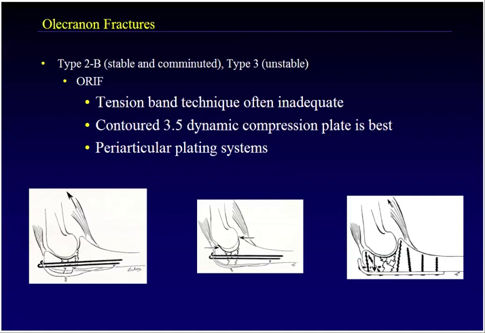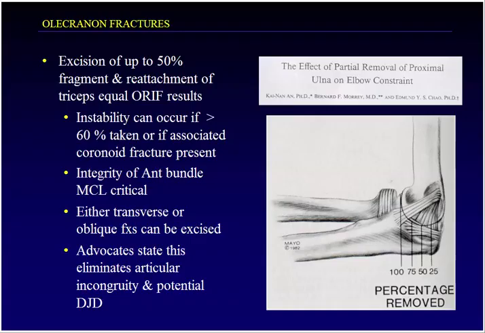What about excision of the olecranon? This is probably really of historical significance only. It is in the literature, however, that you can remove up to 50% of the proximal portion of the ulna and reattach the triceps in certain cases where there's a highly comminuted fracture that's very unstable and achieve reasonably good results. If you take more than 60% of the olecranon, however, you can get significant instability of the elbow joint, or if there's an associated coronoid fracture present.